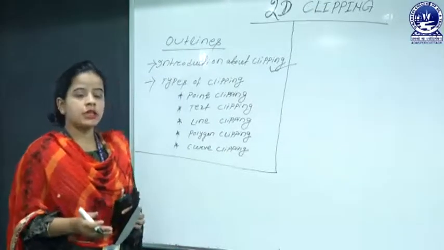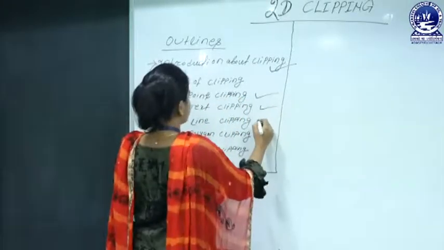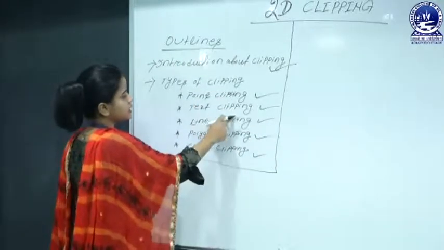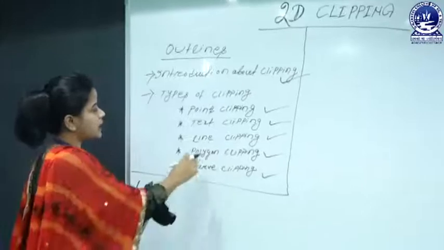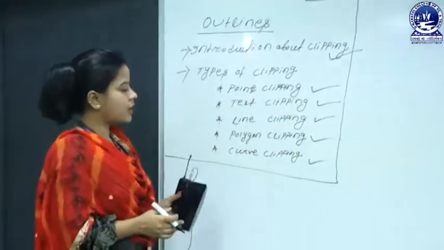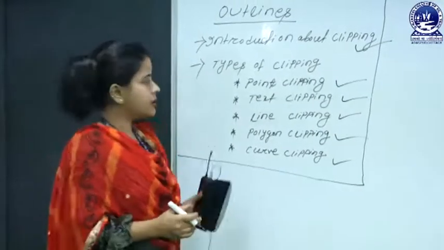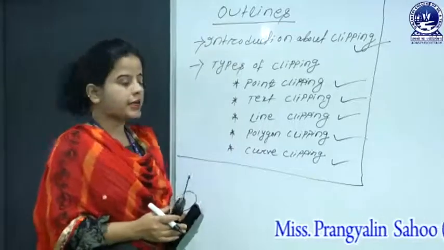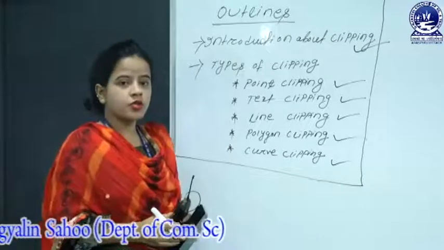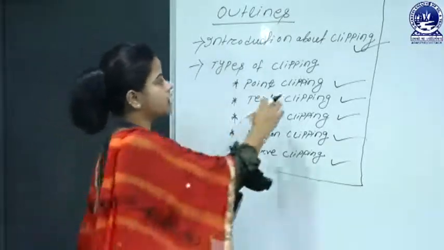So what are the different types of clipping? Here 5 types of clipping techniques are provided. The first one is point clipping, the second one is text clipping, the third one is line clipping, the next one is polygon clipping, and the last one is curve clipping. But in today's class, I will describe the concept of point clipping, and after that I will describe the concept of text clipping. So now to start, the initial clipping concept is called point clipping.